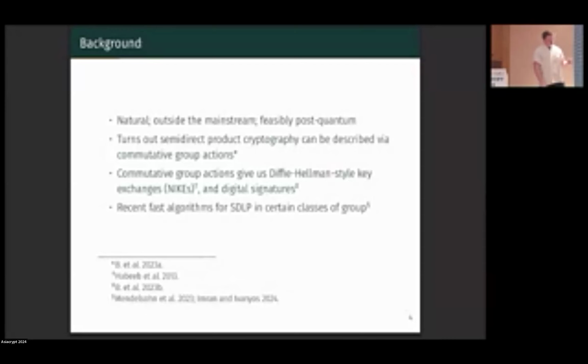Actually, it's known that this thing occurs as an example of a commutative group action, the most famous cryptographic example of which is the CSIDH action, and the same as them we get things like Diffie-Hellman-style key exchanges, which are nice. There's not many of those in the post-quantum landscape. Digital signatures that are appealing in some sense that I won't go into.